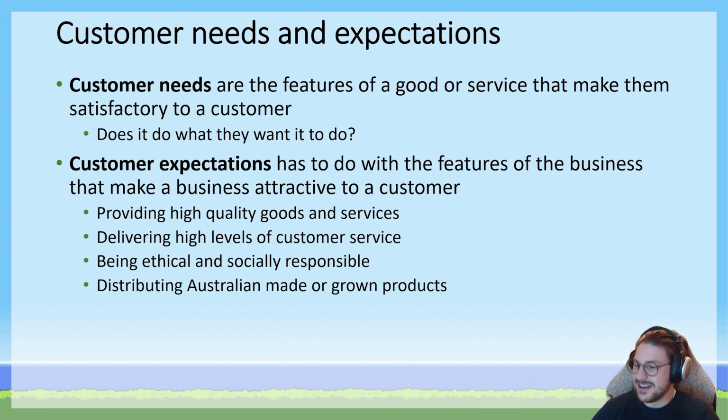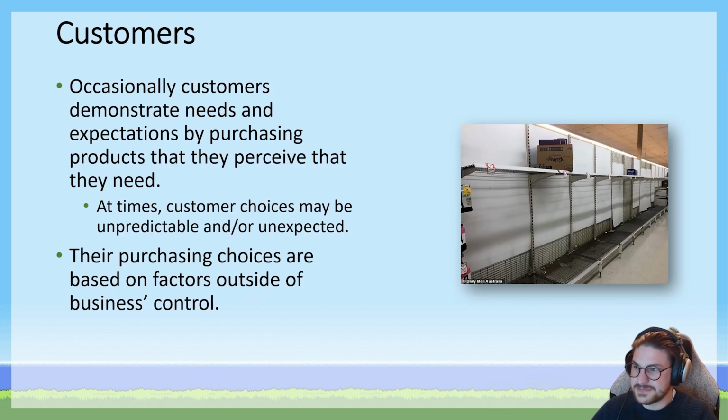And certainly, just another example, customers might expect that they have the opportunity to purchase local produce. They might be looking for Australian made or grown products. But once again, if they need a tomato for their salad, whether it's grown in Australia or not, a tomato is a tomato, so it might meet their need without meeting their expectations.